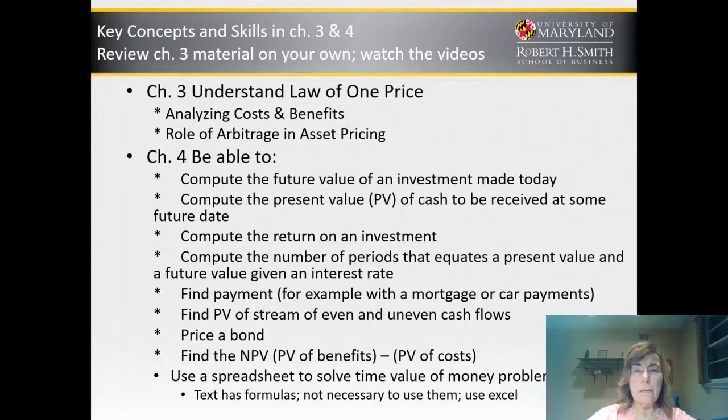And then we're going to talk about the concept I mentioned earlier, net present value of the benefits minus present value of the costs. And in this course, we're going to be using spreadsheets to solve time value of money problems. So I want to make sure you can use the functions in Excel. We give you a little Excel course you're supposed to take. I'll go through with you a few of those functions today. And I've asked that you all have Excel open.